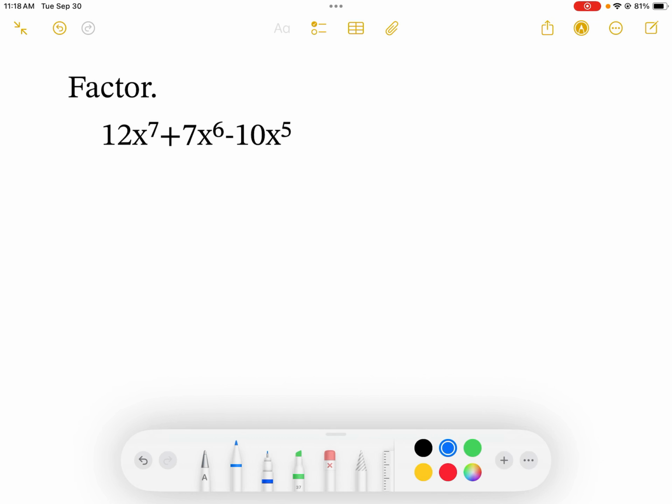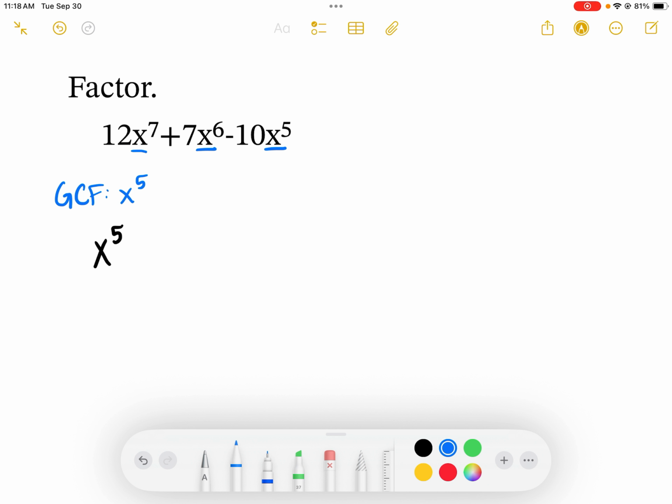First step of any factoring problem is to look for your greatest common factor. In this specific problem, our greatest common factor is x to the fifth. Notice how every term has an x, specifically an x to the fifth. So we're going to factor that out first.